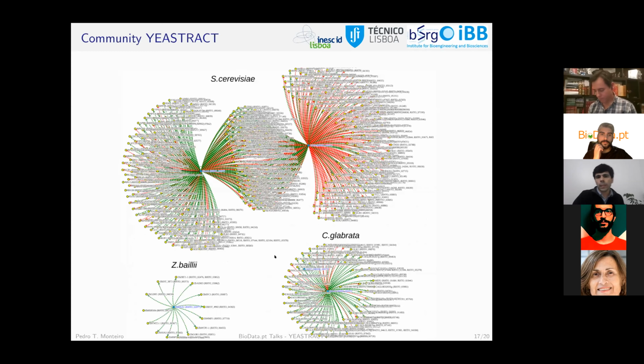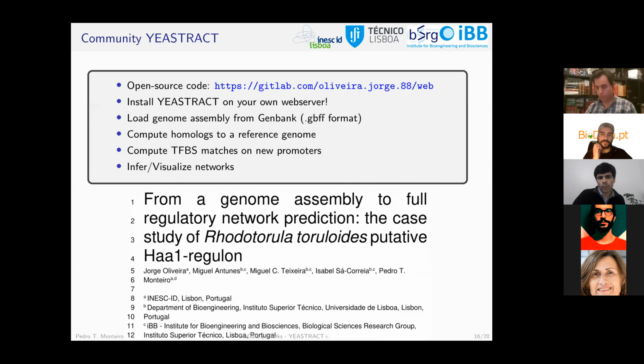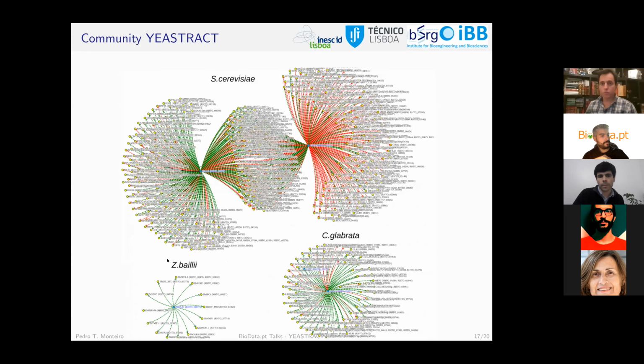So this is an example of Rhodotorula toruloides where we have a given transcription factor, in this case HAA1, where we here see the network in Cerevisiae, and we immediately see that we have two transcription factors. So there are two copies of the gene in Cerevisiae, one in Zebaili and one in Glabrata.